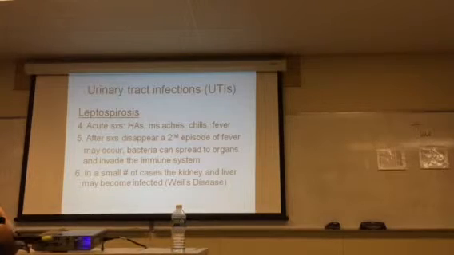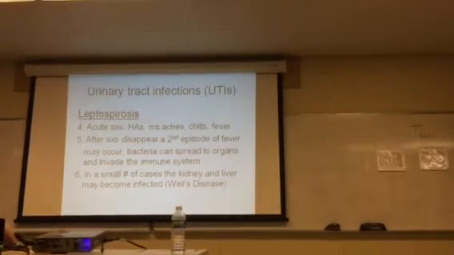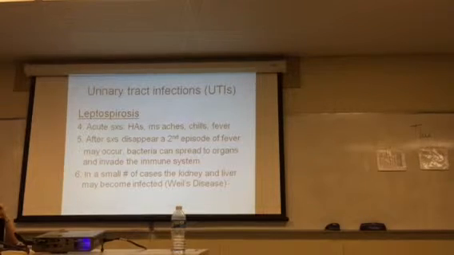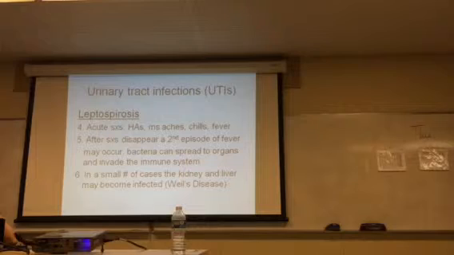Acute symptoms are headache, muscle ache, chills, fever. You have that for a few days, and the symptoms disappear. And then you get a second episode of fever. The bacteria can spread to organs and invade the immune system. And in a small number of cases, the kidney and liver also become infected. In that case, it's called Weil's disease.